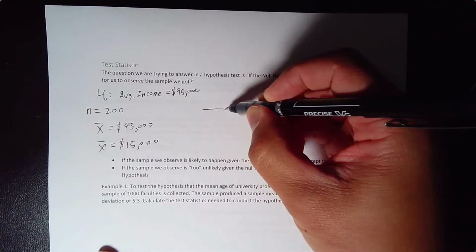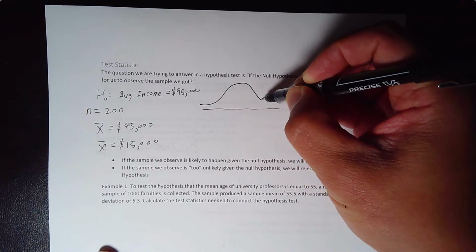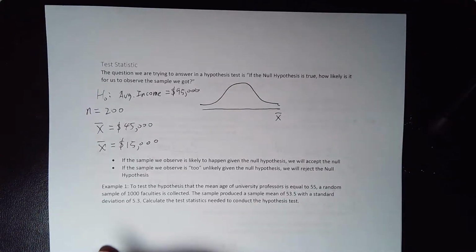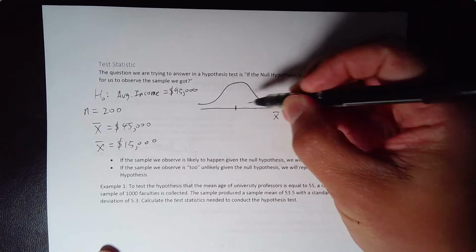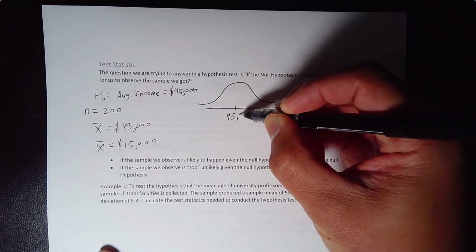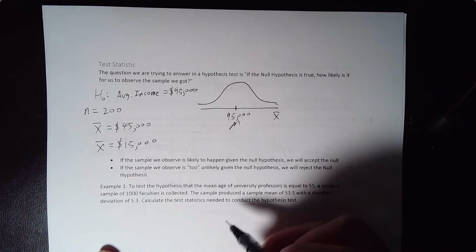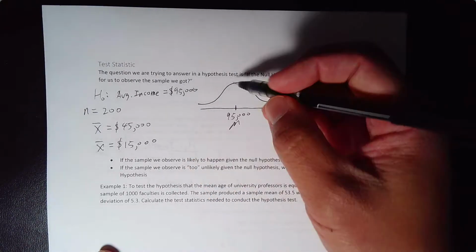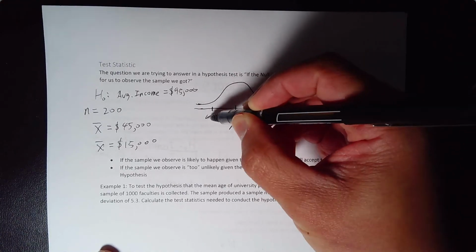This is why in previous chapters 7 and 8 we talked so much about sampling distribution. If the null hypothesis is true, the sample mean will be centered at $95,000, which is at the mu. That's the hypothesis here. And so $45,000 will be about here.